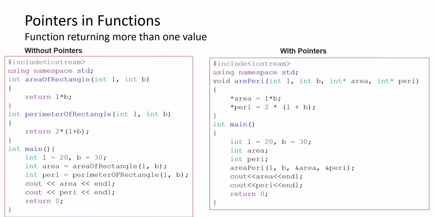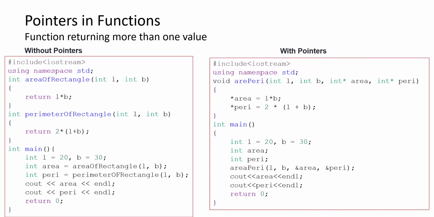Now let us see why pointers are important in functions. Normally a function can return only one value. Example, the area function in this slide returns area, the perimeter function returns perimeter. But what if we want both together? Without pointers, we need two separate functions. With pointers, we can return multiple values using pointer parameters.